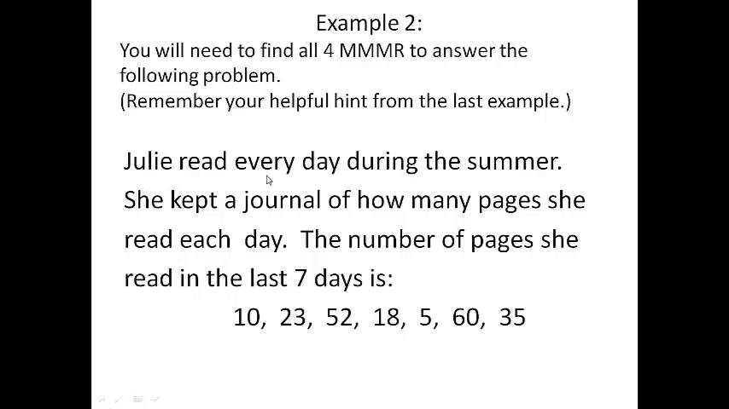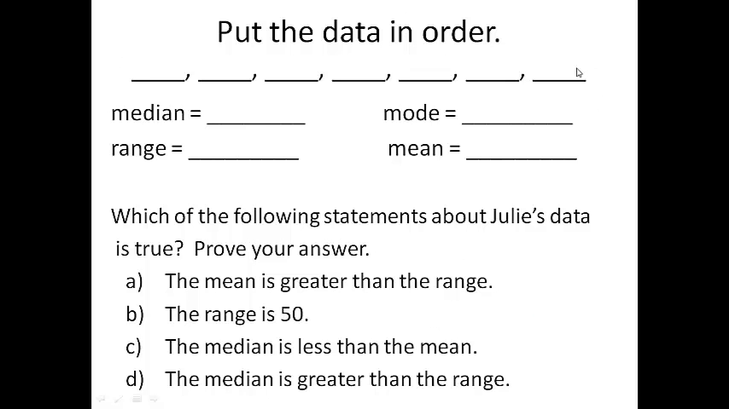Julie read every day during the summer. She kept a journal of how many pages she read each day. The number of pages she read in the last 7 days is, actually, and we're going to take this number out, so don't even pay attention to it. If it's not crossed out on your paper, cross it out. So the number of pages she read in the last 6 days is 10, 23, 52, 18, 5, and 60.